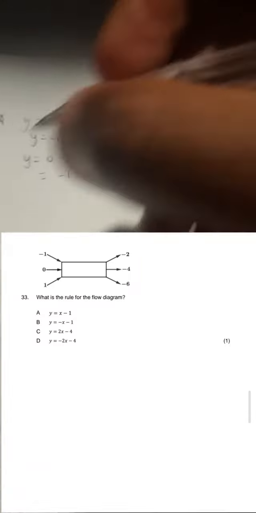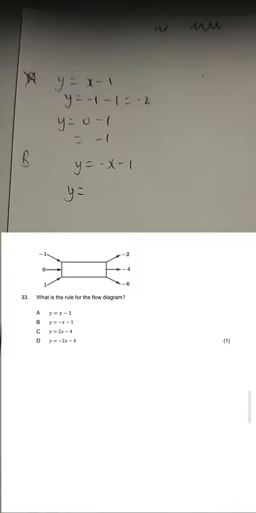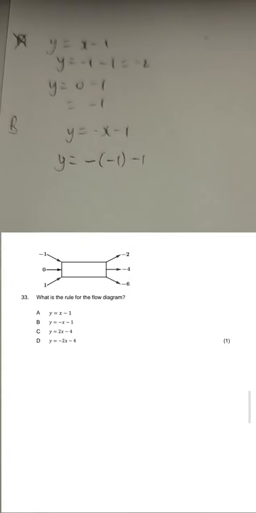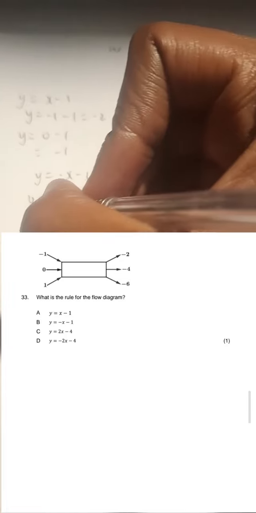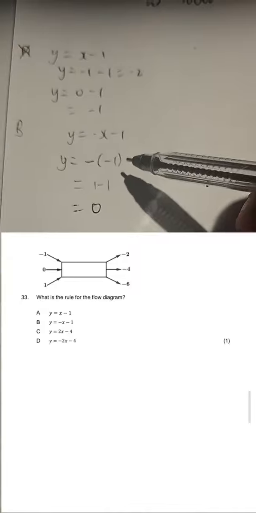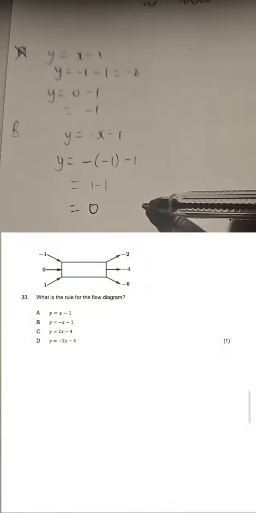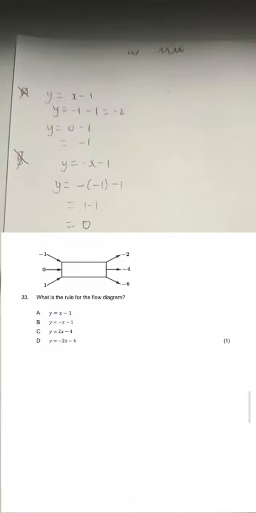Let's go to B. Let's check B out. y is equal to negative x minus 1. Let's check. When we substitute negative 1, do we get that output value, which is negative 2? So we have minus 1, minus 1. A negative times a negative gives us a positive. So we have 1 minus 1, and that gives us 0. So immediately when I substitute my first value, negative 1, into this rule, I do not get the output, which is negative 2. So that means B is also out.